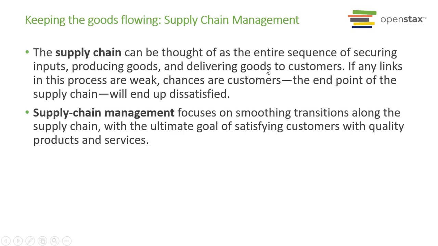Supply chain can be thought of as the entire sequence of securing the inputs, production, etc. If any link is weak, then the endpoint will be dissatisfied.